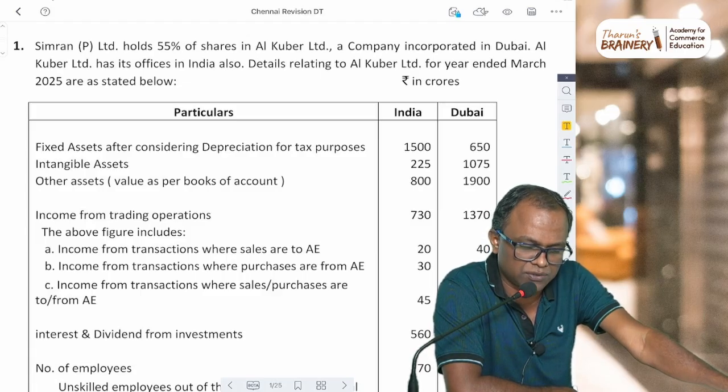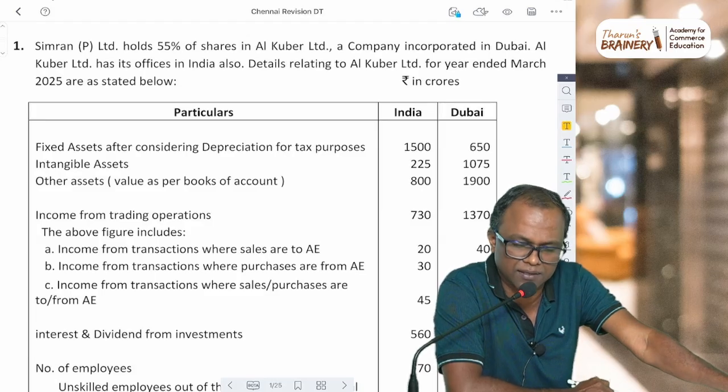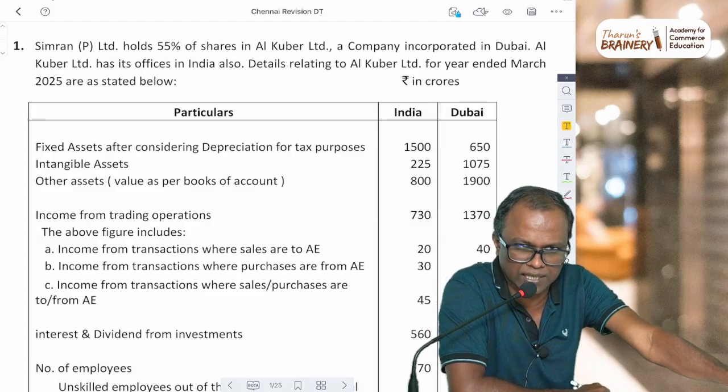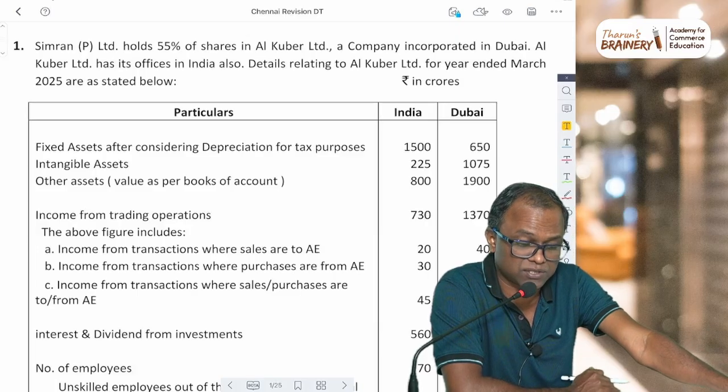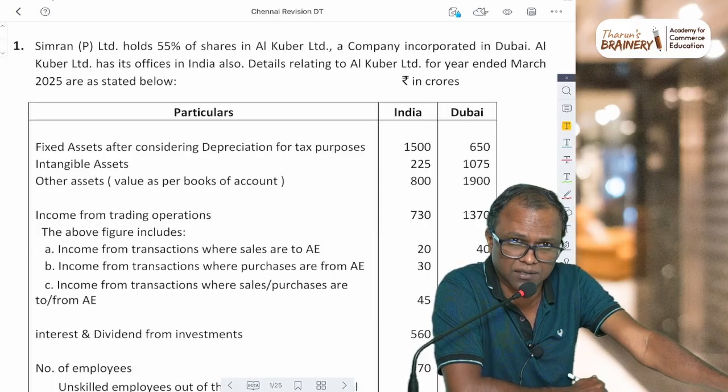That is an Indian company because Simran Private Limited means it is an Indian company. But Al Kubar Limited is the associate here. That is a foreign company. Merely because an Indian company holds 51%, a subsidiary holding, that doesn't make that subsidiary a resident. We cannot say like that. We should apply the test only. Otherwise, they should say Simran is the ultimate decision maker.